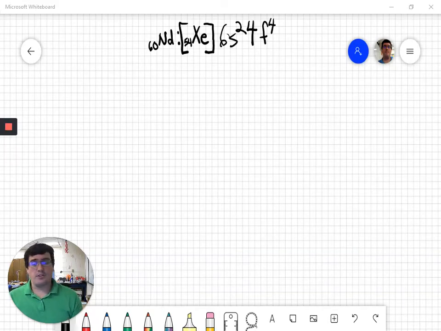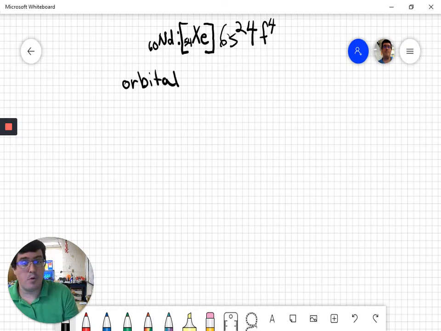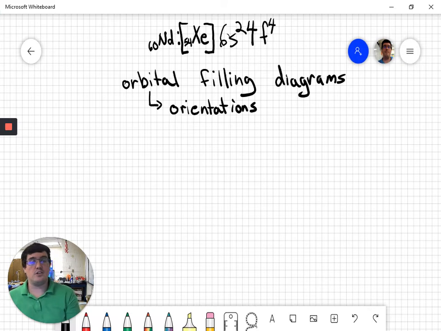Now I'm going to show you how to do orbital filling diagrams. And it's actually not that much different from what we were doing before. We have done orbital filling. If you remember, orbital filling diagrams are, as I told you, that word orbital is often used interchangeably with orientations. So what we need to remember is how many orientations we are looking at.